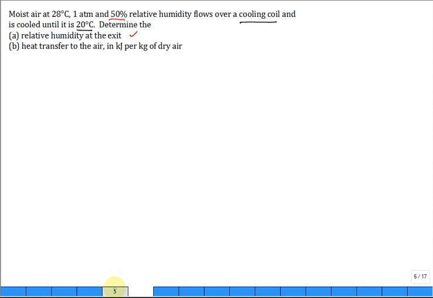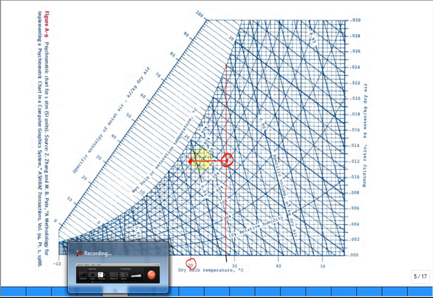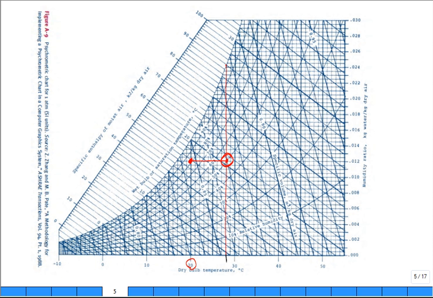And you look at the chart, and you can see that it lies a little bit above 80% relative humidity, right? So you can't get this to 3 significant digits unless you're just super good with your eyes. But it'd be like 82%, 81% relative humidity. That's the answer to part A. And then the next question deals with energy transfer.